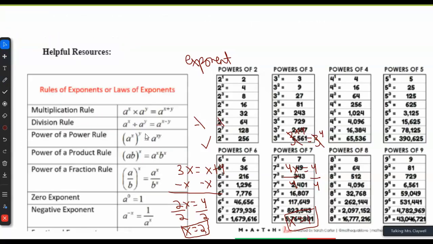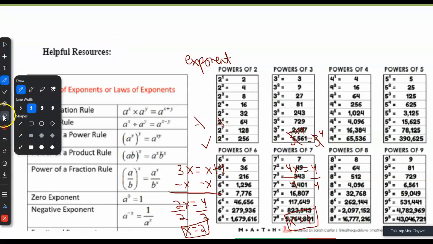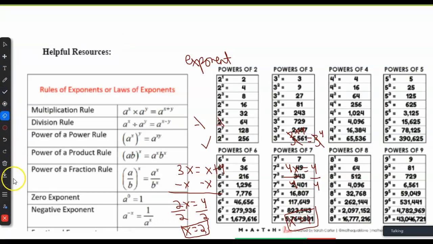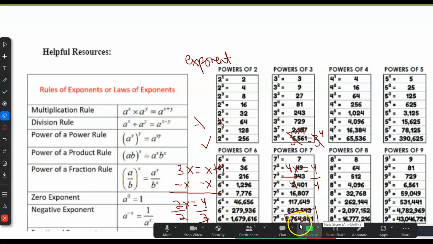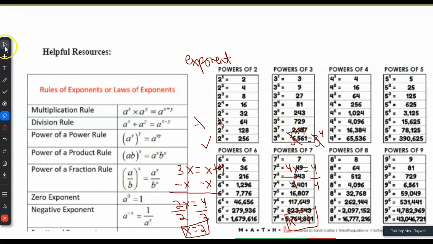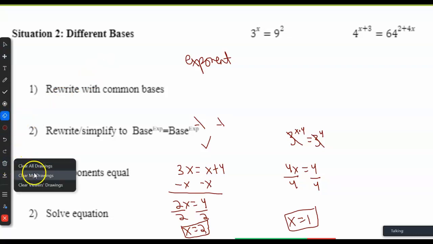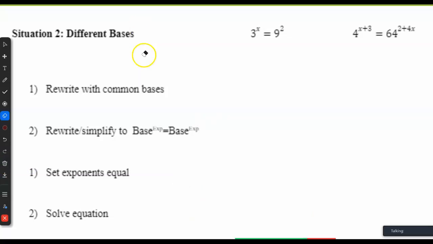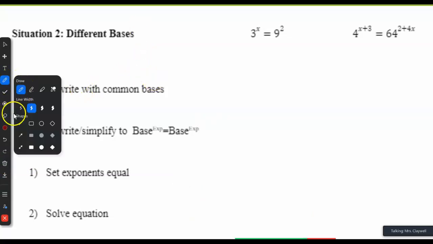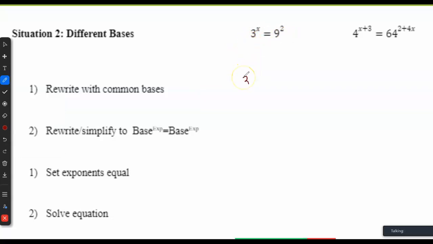So that's what it looks like if we have the same bases. We will not always have the same base, and that's what these sets look like when we have different bases. So I'm going to rewrite it with common bases. I'm looking at this and thinking 3 and 9. What would their common base be? It'd be 3. So 3 to the x, and I can rewrite 9 as 3 squared.